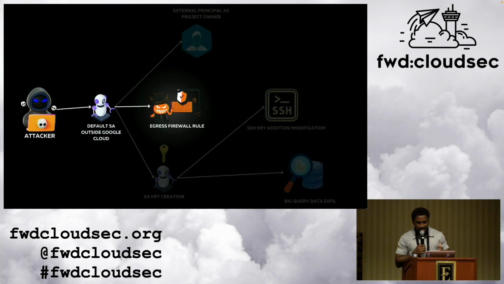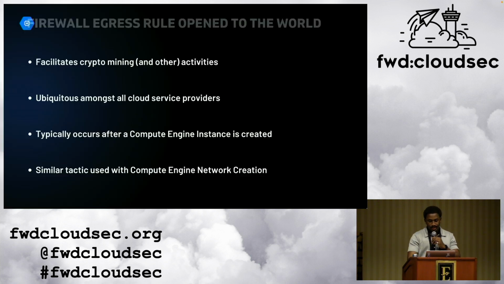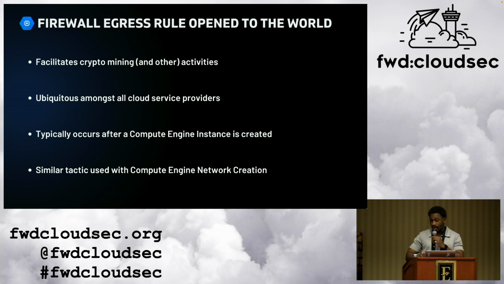The next detection we're taking a look at is the egress firewall rule creation. Now, this is pretty ubiquitous across all cloud providers, where an attacker opens up an egress firewall rule to facilitate crypto mining or other malicious activities. Now, in Google Cloud, this typically occurs after a compute engine instance has been created, but there are also several cases where it was observed happening before the compute engine instance is created.